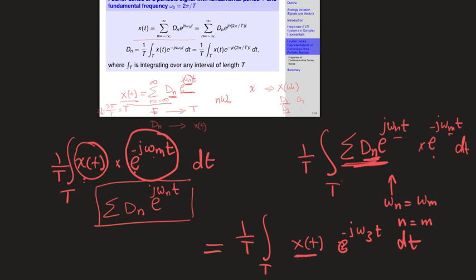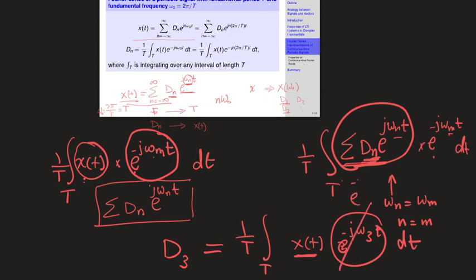What should I get? The only component of x of t, which is represented by omega 1, omega 2, omega 3, and so on, that will give me a non-zero is the component at omega 3. And what's the coefficient of that component? D3, right? And D3 is going to be multiplied by 1 over T, the integral of e to the j omega 3 t multiplied by e to the minus j omega 3 t, which is going to give me a 1. So the result here is going to be D3. What if I want to get D1? Then just replace this by e to the minus j omega 1 t. Then I will get D1.